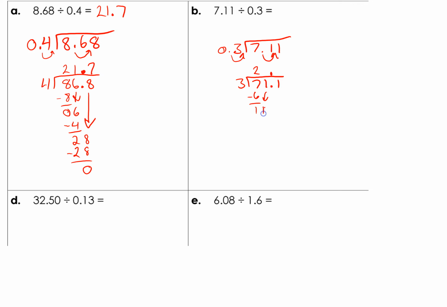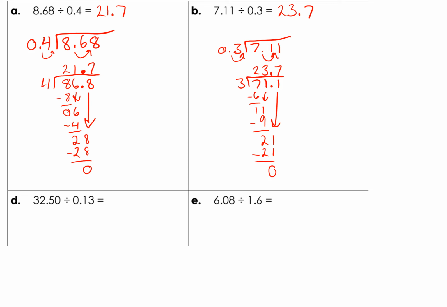3 goes into 11 3 times. 3 times 3 is 9. Subtract gives me 2. Bring down my 1. 3 goes into 21 7 times. 7 times 3 is 21. Subtract gives me 0. So my answer to this problem is 23.7.